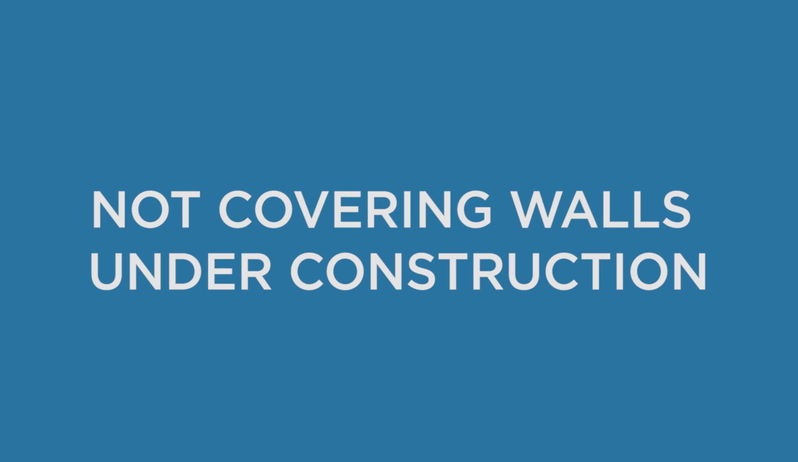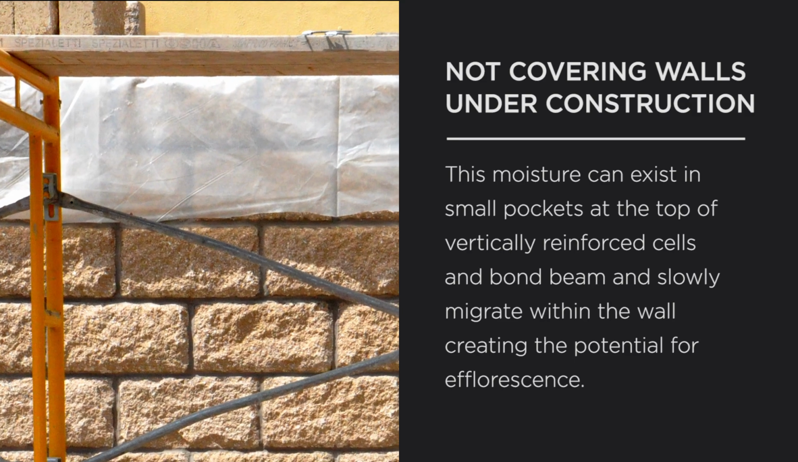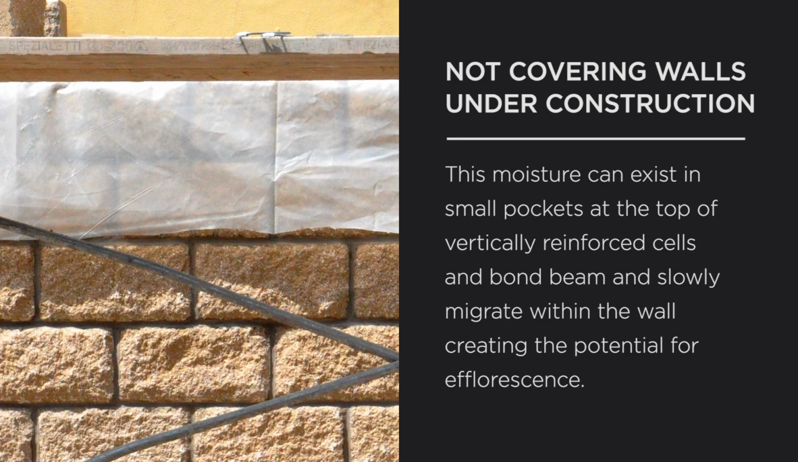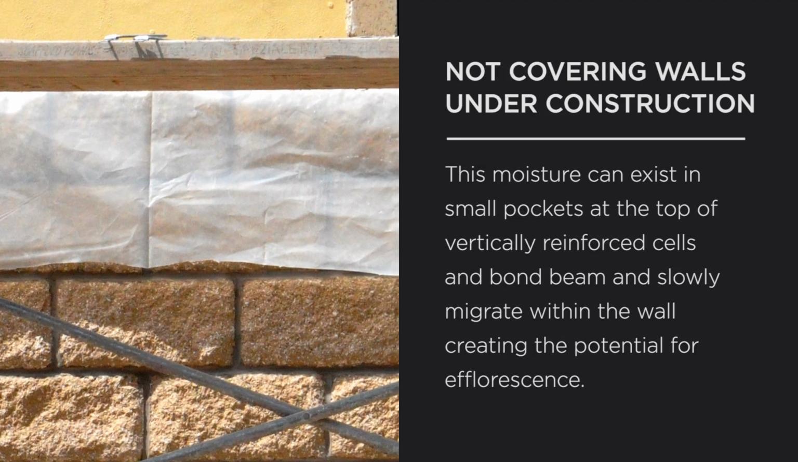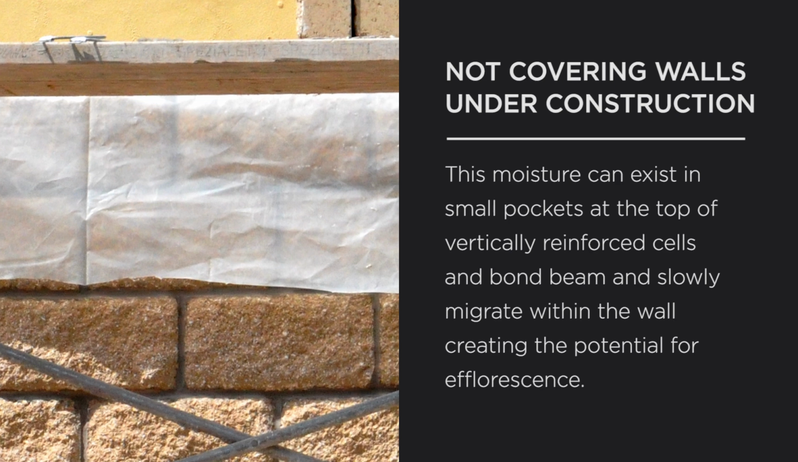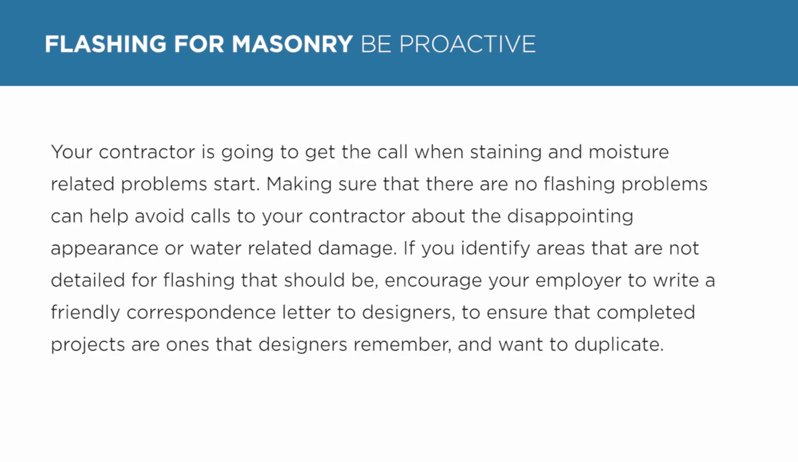Covering completed walls and walls not currently under construction is a very effective way to prevent moisture from entering the walls. It helps to prevent moisture-related staining on new walls and ensures that additional moisture is not entering newly completed walls. This moisture can exist in small pockets at the top of vertically reinforced cells and bond beams and slowly migrate within the wall, creating the potential for efflorescence. Covering the walls not under construction is the first step in moisture control and is required by building code.